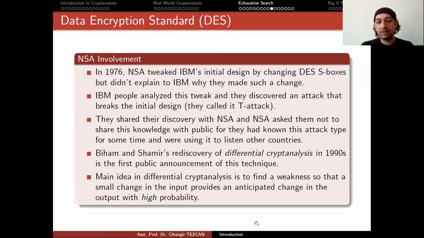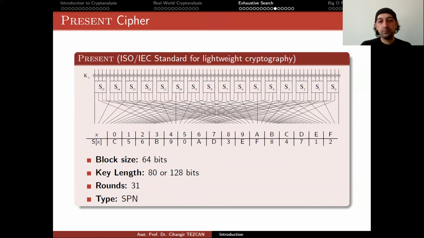The main idea in differential cryptanalysis is to find a weakness so that a small change in the input provides an anticipated change in the output with high probability. This was the weakness of the S-boxes that IBM designed. Small changes in the input of the S-box also provided high-probability events at the output difference, and NSA modified the S-boxes so that this is no longer the case.